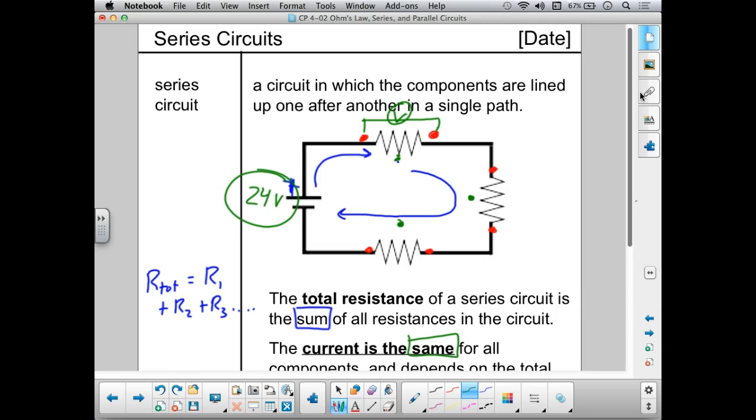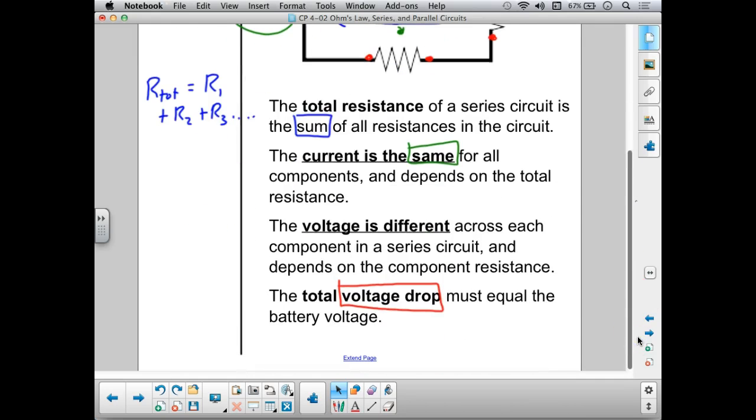And when it gets back to the negative end of the battery, those electrons were not allowed to have any energy left in their hands. They had to have 0 volts left. So whatever I drop over each of the components better add up to 24, because I have to get rid of all of that energy.